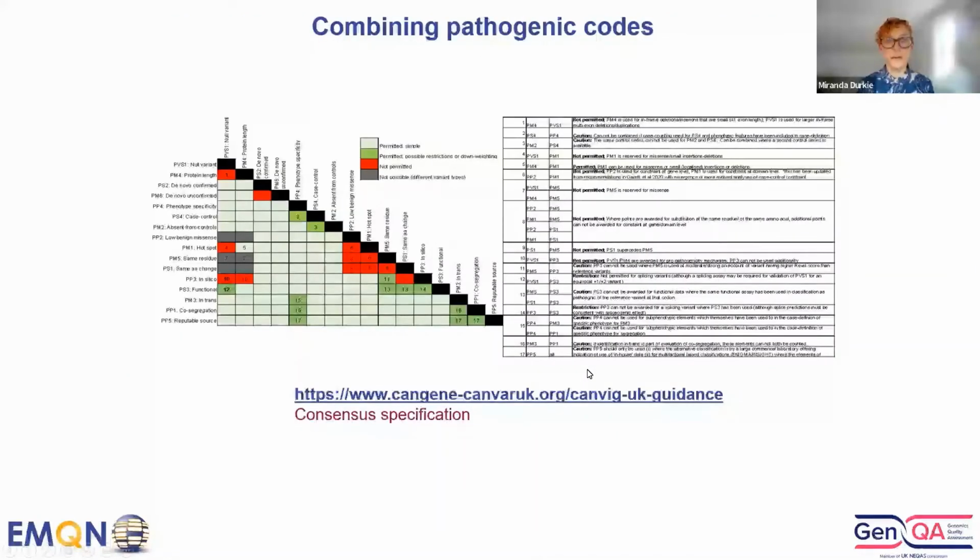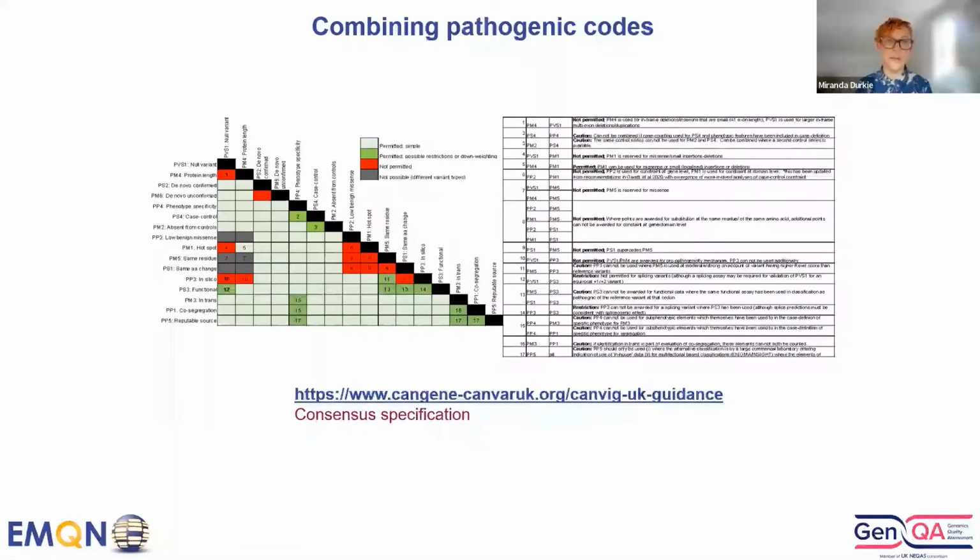And then my final 2 slides is the other area we get a lot of questions about and can be a very tricky area, is how you combine the codes and which codes you can and can't use together. And Dr. Alice Garrett from the CanVIG group has produced this really useful grid that's in the consensus specification, really mapping out each of the codes.